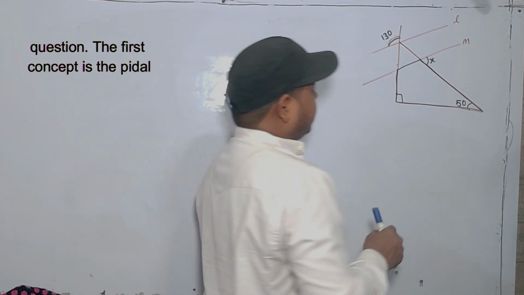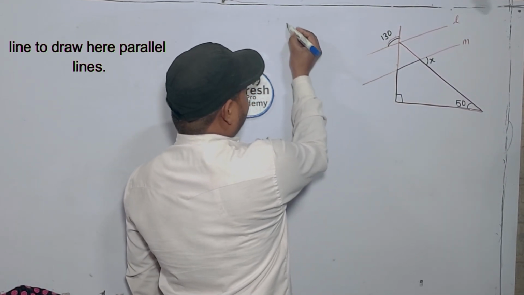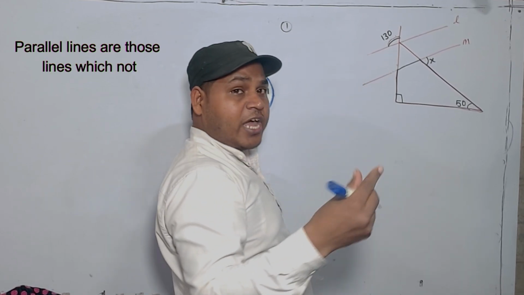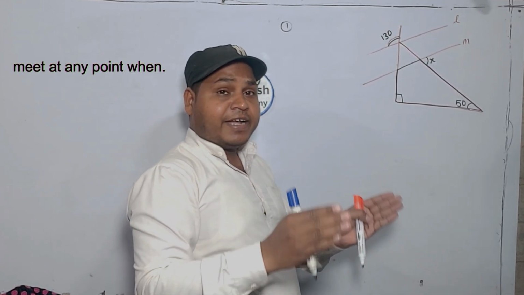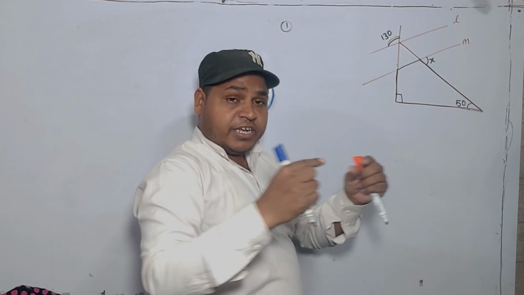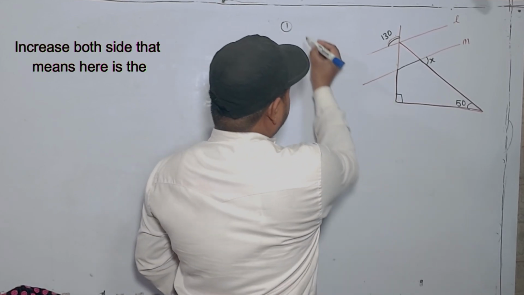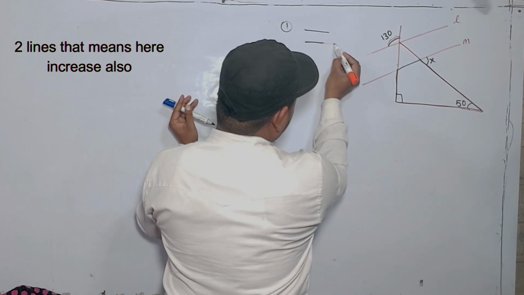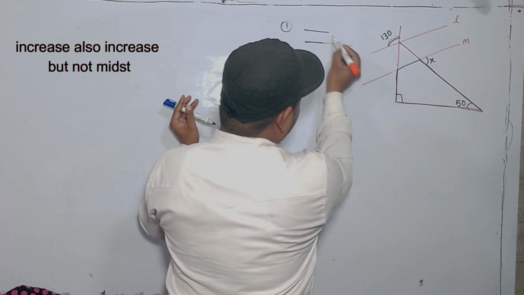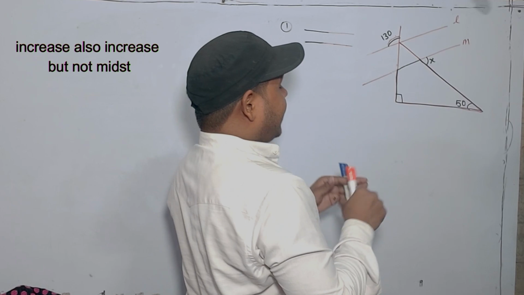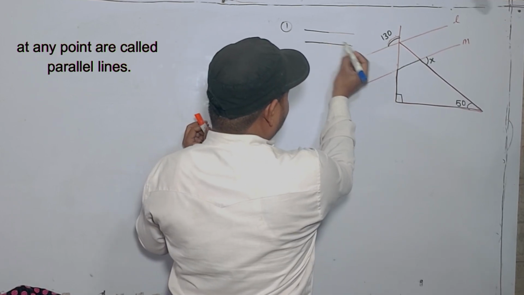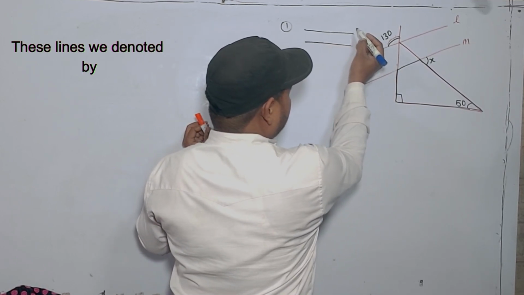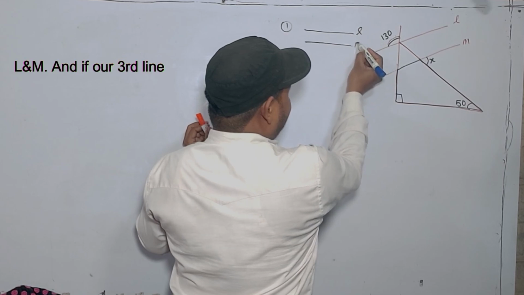The first concept is parallel lines. So draw parallel lines here. Parallel lines are those lines which do not meet at any point when increased on both sides. That means if we extend these two lines, they do not meet at any point. These lines are denoted by L and M.